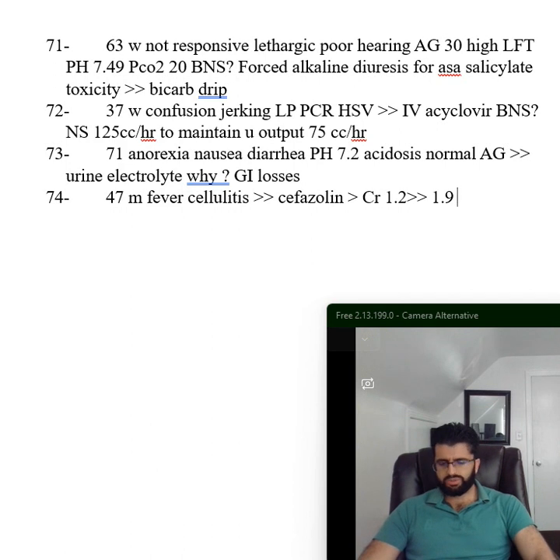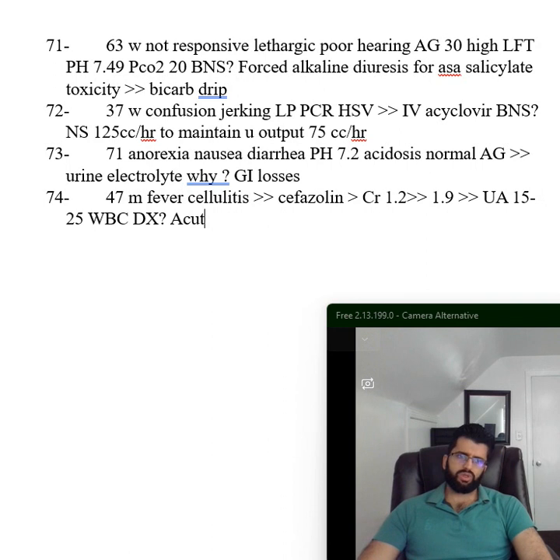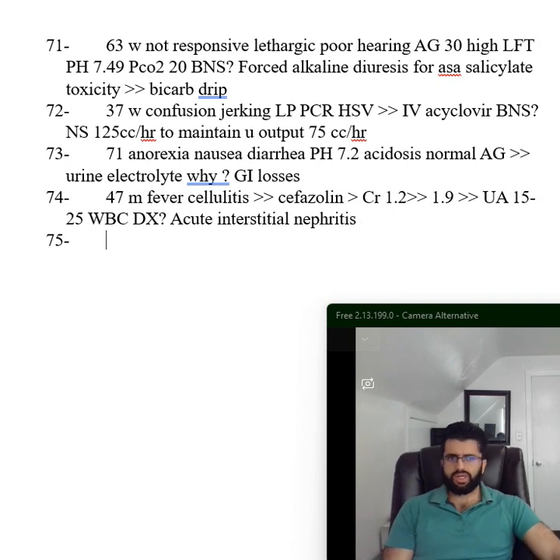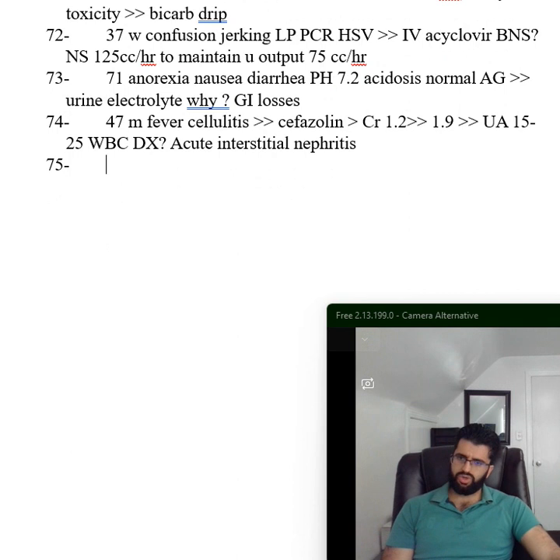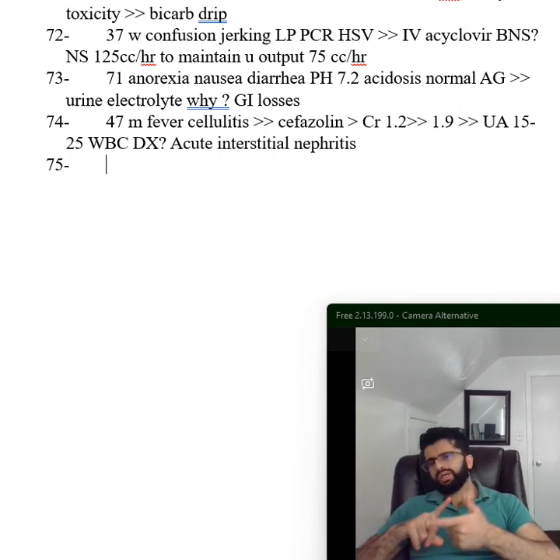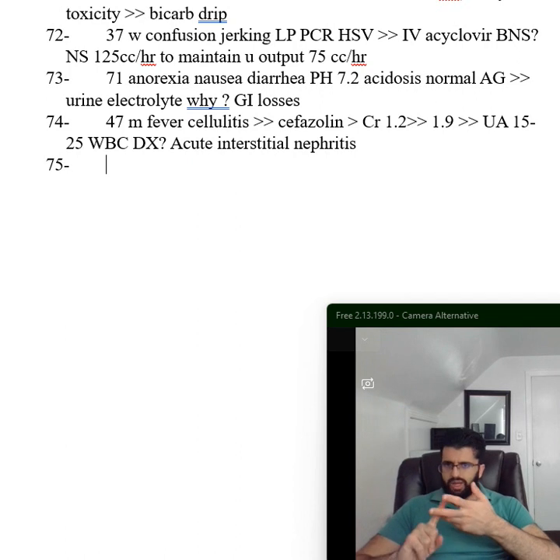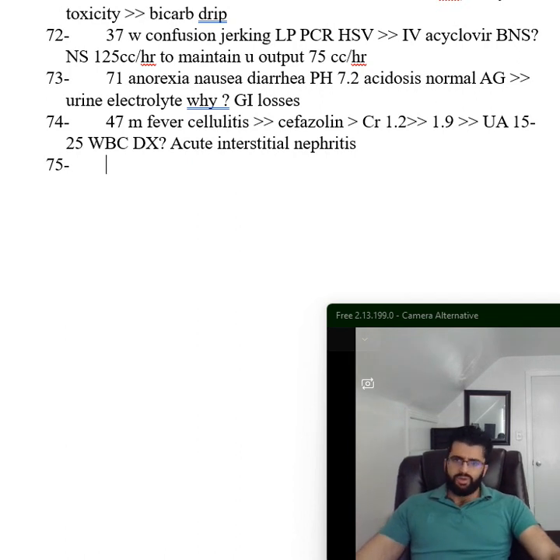So like any smart doctor, you do urinalysis. Urinalysis shows 15 to 25 white blood cells. So what is the diagnosis in this case? This is acute interstitial nephritis. As we said, it happens with PPI, NSAIDs, antibiotics, Legionella, causes arthralgia, kidney injury. And you will see white blood cell casts, and urine eosinophils could be negative.